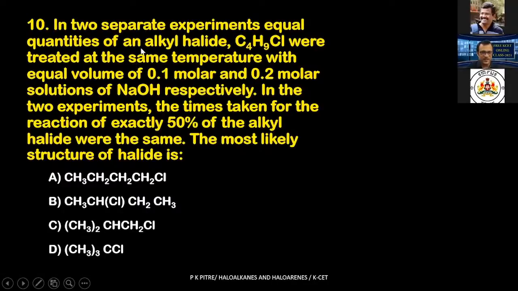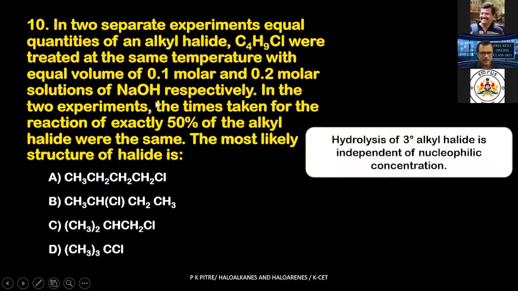Look at this, what they have given. You are treating an alkyl halide. What is that alkyl halide? C4H9Cl. You are treating it with 0.1 molar NaOH and 0.2 molar NaOH, and the 50% time taken for the reaction is the same for both. How can that happen? This can happen only when the rate of the reaction of your reactant molecule, C4H9Cl, is not dependent on the concentration of your NaOH. Understand the mechanism: in the mechanism, the concentration of NaOH present doesn't matter in this reaction. And what are such reactions you have come across? Hydrolysis of tertiary carbons is independent of the concentration. If tertiary carbocations are involved, they are independent of the concentration of NaOH.